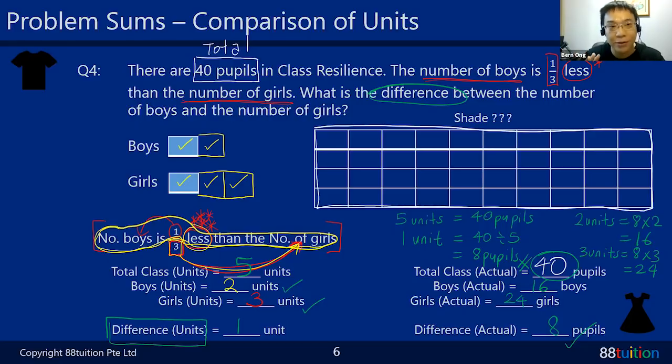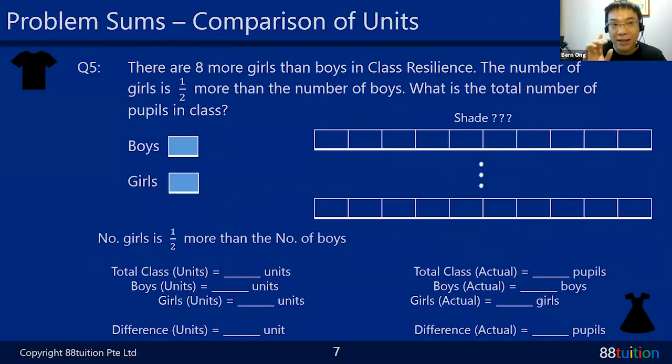Let's go and look at question 5. Question 5 is something like question 4. However, there's only one difference. What's the difference? Look at this word. Number of girls is half more.